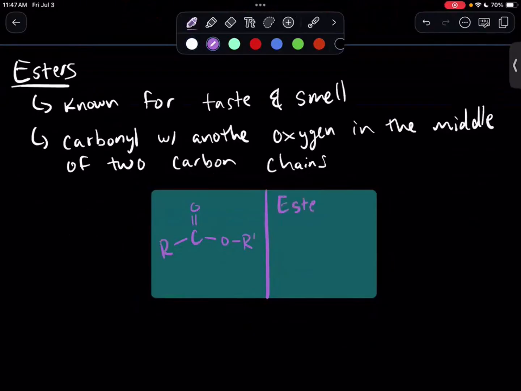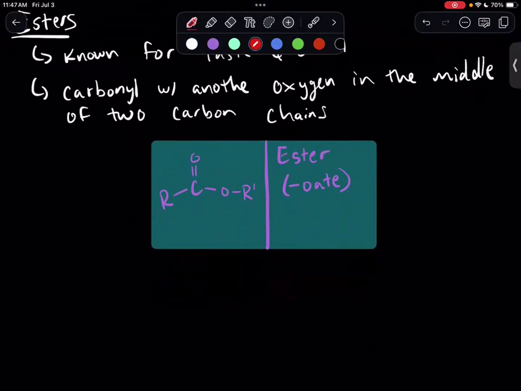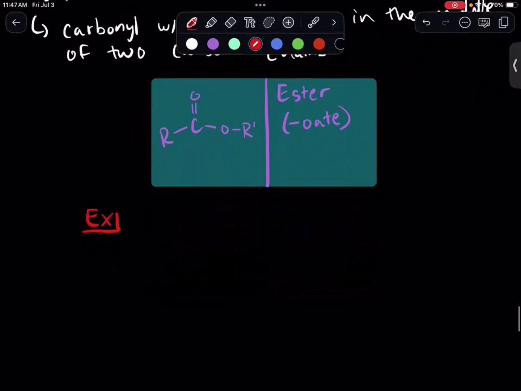This is our ester. And ester has the suffix -ate. It's a little weird, and I'll show you how we use it. It's going to bring in a couple new concepts we haven't learned yet, and we'll explain further in another video, but right now it's a bit of an introduction.